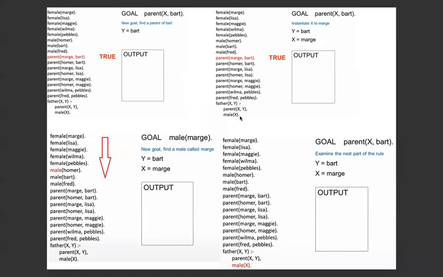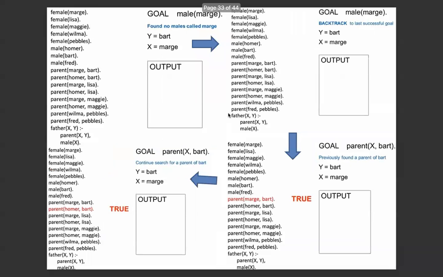Now my second rule starts with trying to find Marge as a male. So that means this is my new goal. I'm trying to find a fact that says that Marge is a male. Obviously, I will not find it, but I will still look for it. I start from the top, male, male, male. Yes, I found the first predicate. Marge as male? No. Bart is not Marge here, no Marge here.